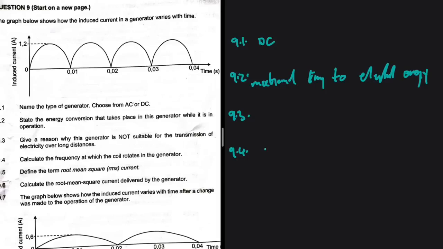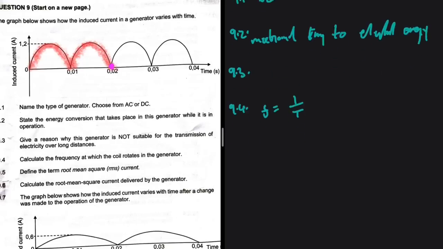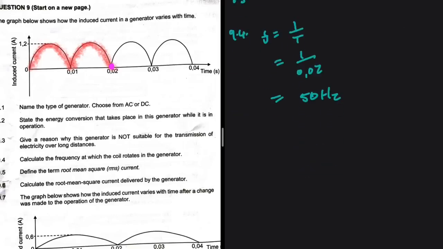9.4. Calculate the frequency at which the coil rotates in this generator. So frequency is equal to 1 over period, right? So what is period? The amount of time it takes to complete one cycle, one wavelength. So you can see here that we have a half, and then this is another half. So from 0 to 0.02, that is a period, right? We have completed one cycle. So the frequency is going to be equal to 1 divided by 0.02, so this is 50 hertz.